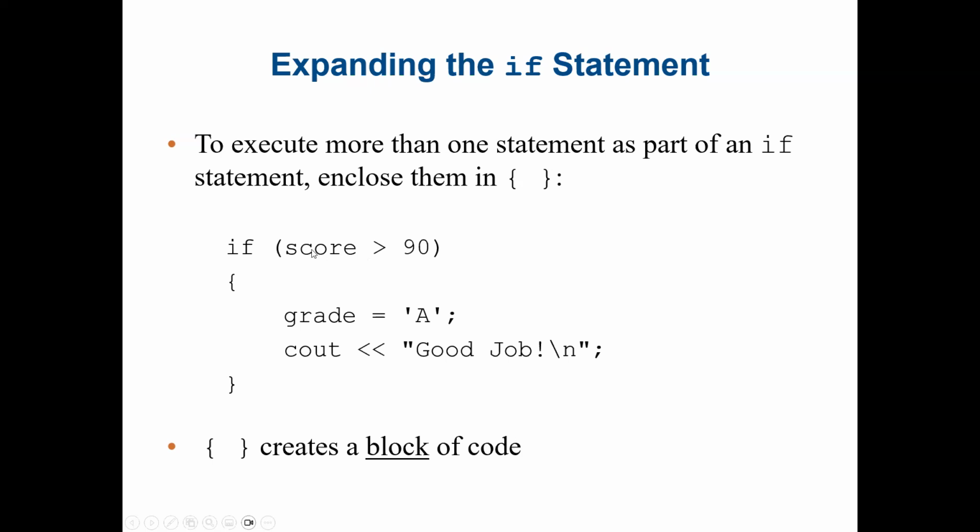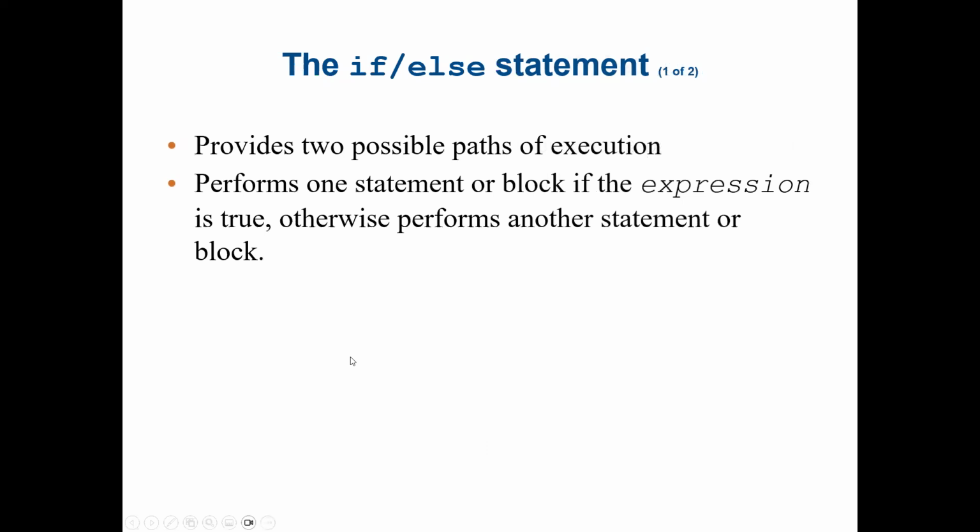So this means if the condition is true, grade A will be assigned to the variable grade, and we print good job. If the condition is false, we're still going to print good job. That's if there's no curly brace. So we can have as many statements as we want, as far as all the statements are in the open and close curly brace, the condition will affect all of them. We call this the block of the code.